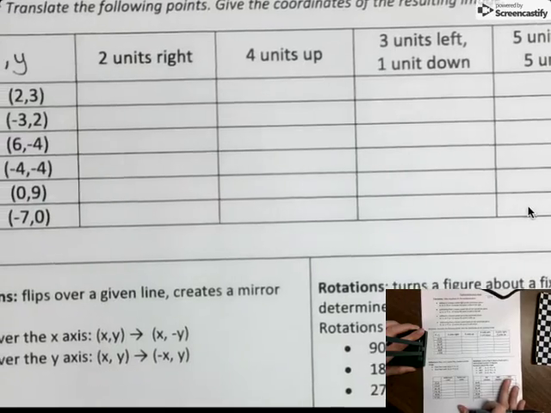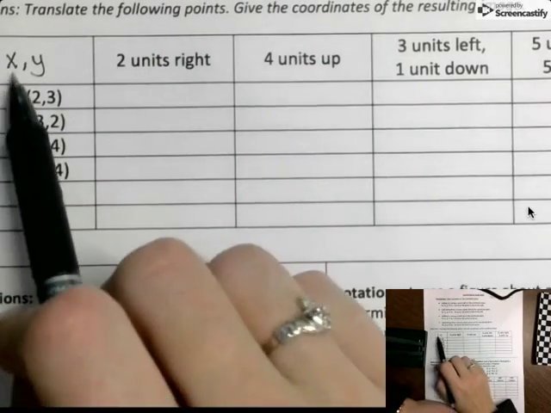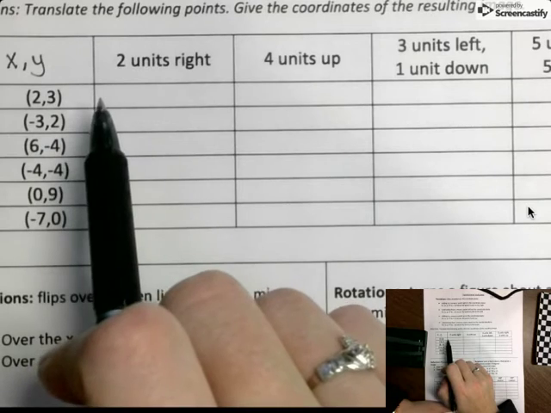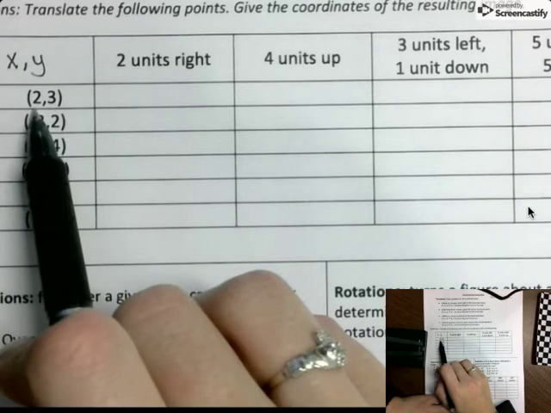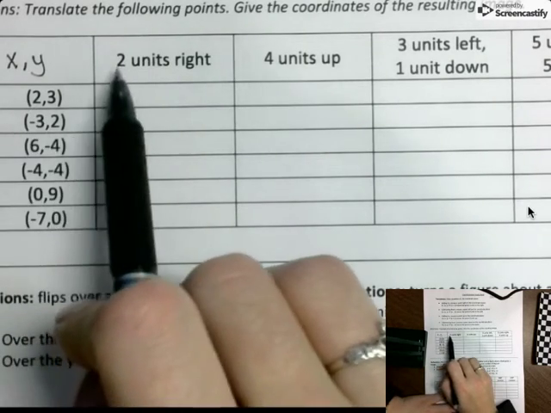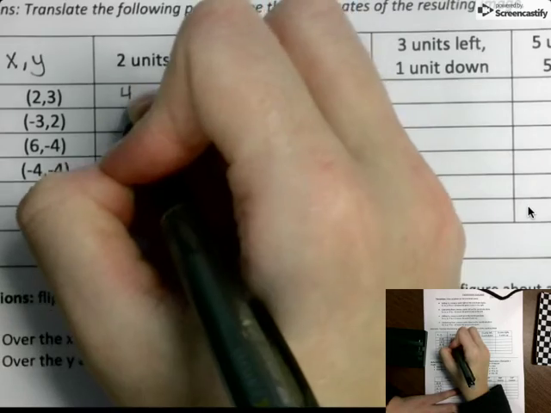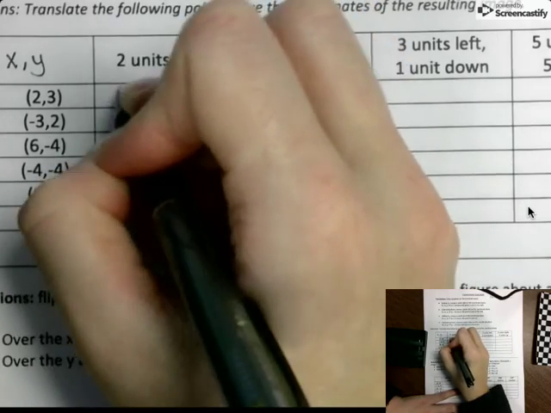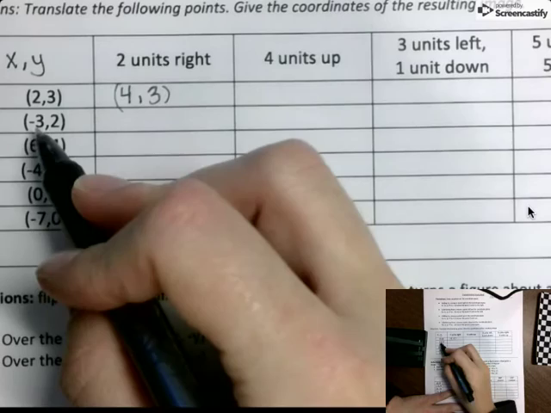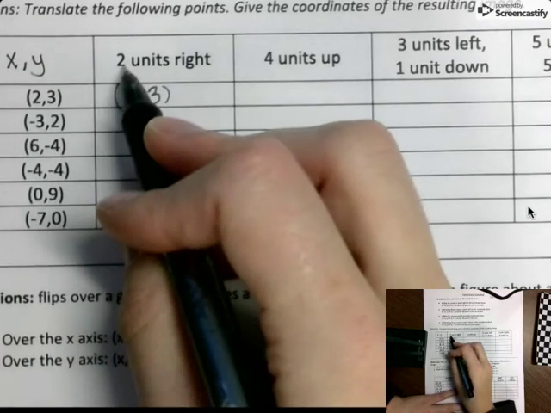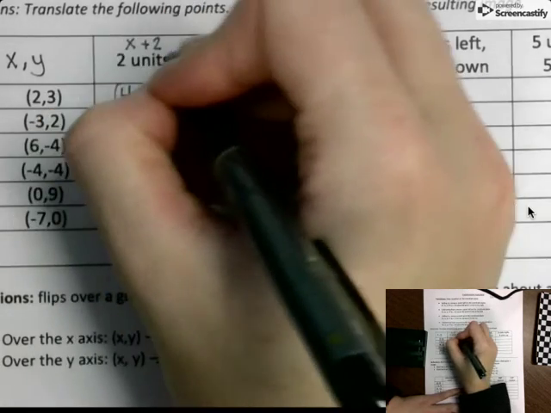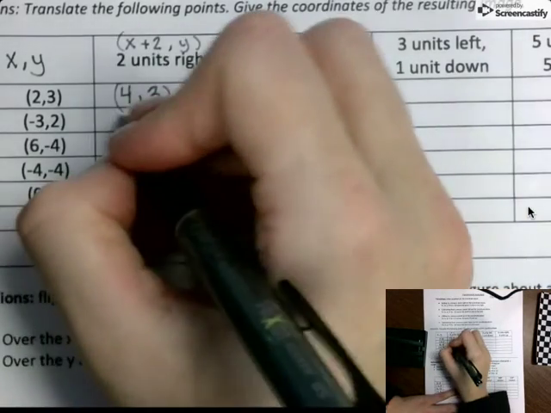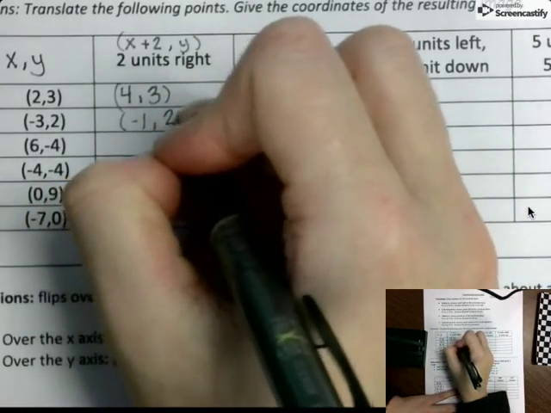It states that it's always x comma y. So if we are doing 2 units to the right, that means the x is being moved. So if I do 2 plus 2, this new point is at 4, 3. This is to the right, which means plus 2, y stays the same. So -3 plus 2 is -1. Y stays the same.